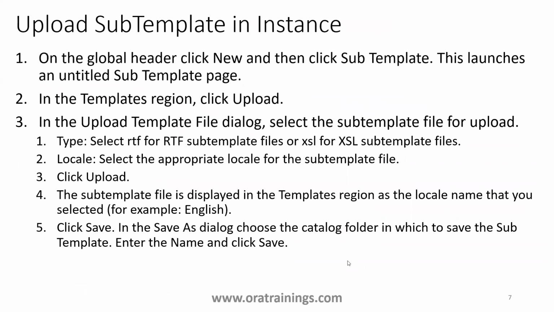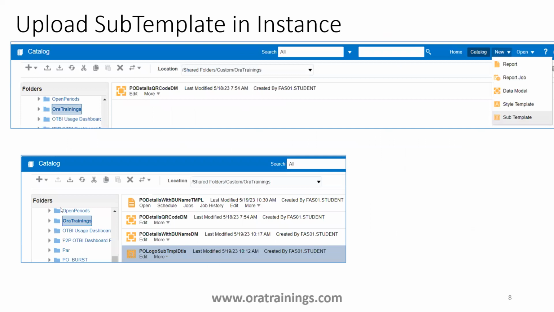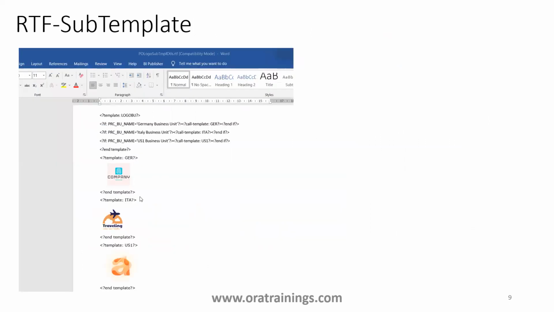Similarly, how do we upload? As we said, a subtemplate is nothing but an RTF file. You just need to create your subtemplate file, and use the upload from the global BI login, and then upload the subtemplate. Once the subtemplate is uploaded, this is how the subtemplate looks, and then you can use it in your main template. In our case today, we'll be designing this subtemplate where I have three logos based on the company, based on the BU. I want to display the appropriate logo in the output.